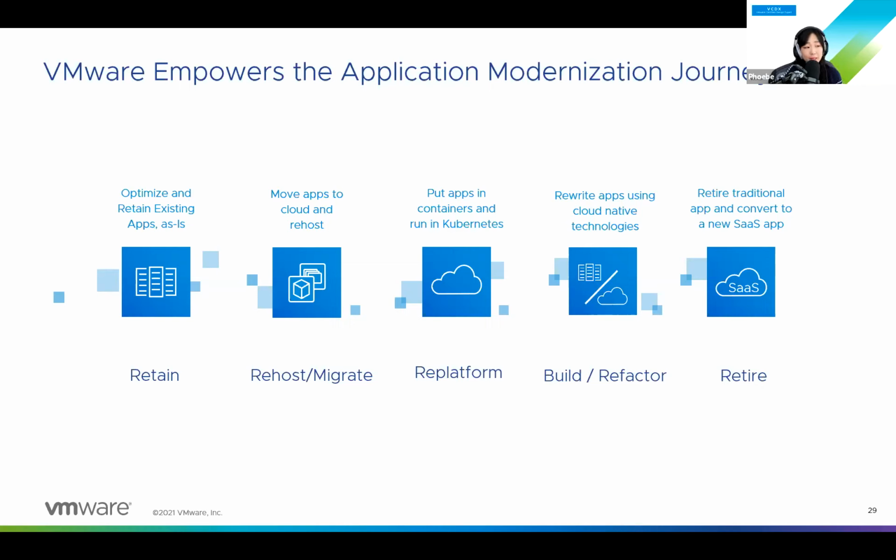And then refactor is rewriting your apps altogether and maybe taking advantage of the cloud native services that are a little closer now that you are more in the hybrid cloud instead of just being on premises. And retire is retiring the application that maybe you no longer need or are not using anymore. And then you could potentially write a new app for it or start utilizing a SaaS app instead and just consume the service that you might need.